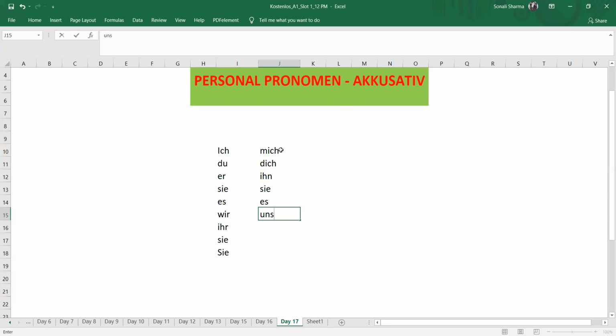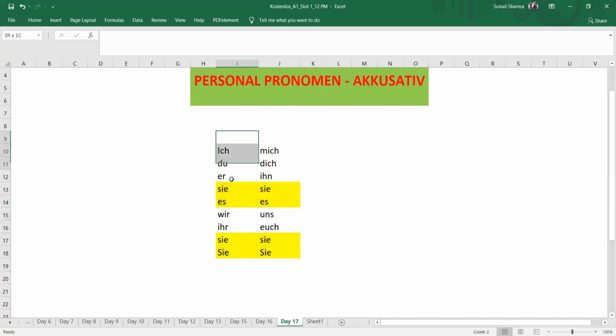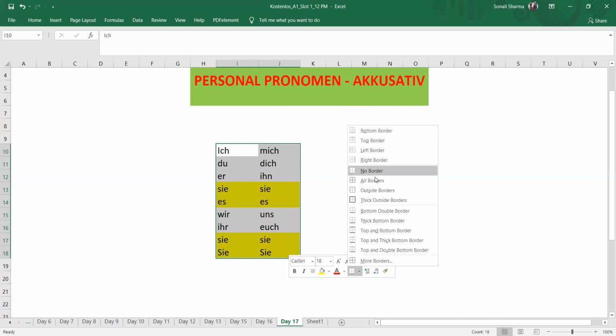Next comes wir. Uns is us, and next is euch. So ihr is changing into euch. Euch is like you all, you guys. Next, small sie, again no change, and the last one also no change. So as you can see, in this part there is no change. So I will be just highlighting this in yellow, making this in a better way.